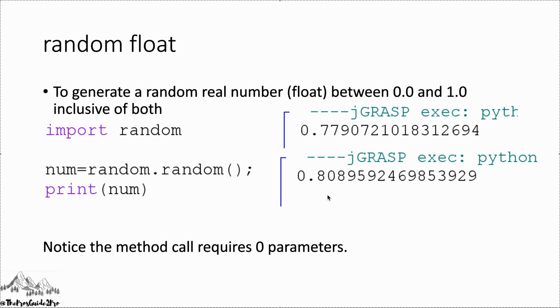So to generate a float, we'll type in the same thing, except it's random.random and not random.randint, and there will be nothing in the parentheses.